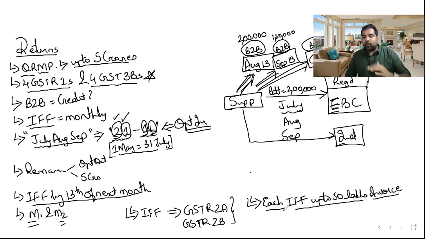If they can wait, don't put it. If they cannot wait, then put those, because you have a limit of 50 lakhs of IFF. In every IFF, the invoice value can be a maximum of 50 lakh. Great, I filed the IFF.